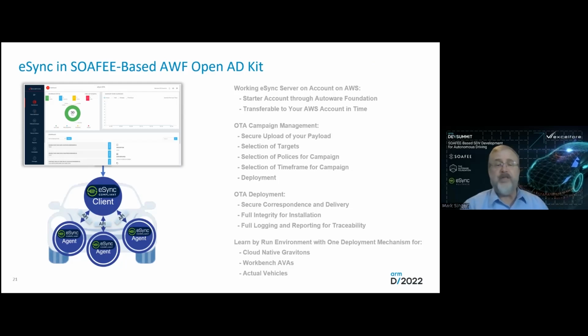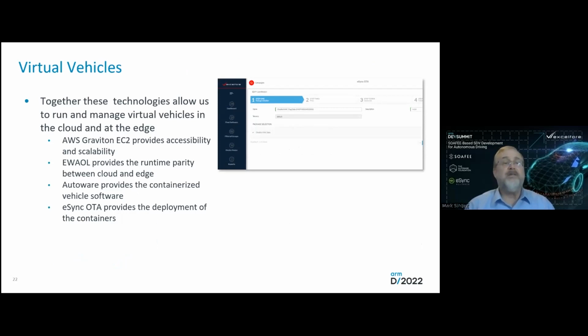This is the construction of the learn by run environment, as was mentioned earlier in the presentation, where you now have one deployment mechanism for your cloud native Gravitons, your Workbench AVA kits, and your actual vehicles. You can use the same software update management system for all three. Together, these allow us to run and manage virtual vehicles in the cloud and at the edge. So you have AWS Graviton EC2 providing accessibility and scalability. You have EWAL providing the runtime parity between the cloud and the actual devices on the edge. You have Autoware providing the containerized vehicle software. And you have eSync providing the deployment of the containers.